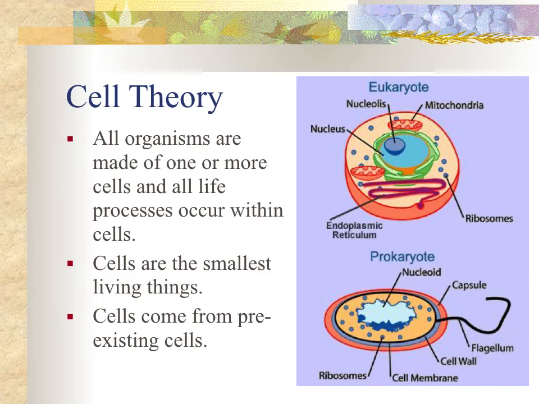All organisms are made of one or more cells, and all life processes occur within cells. Cells themselves are alive. Anything smaller than a cell is not truly alive. And cells come from pre-existing cells. We can't make a cell, they're too complex.